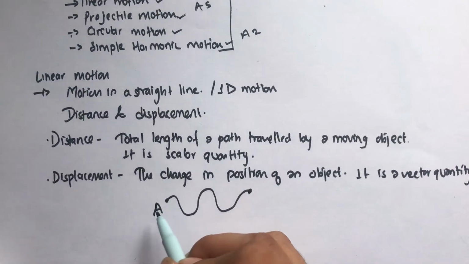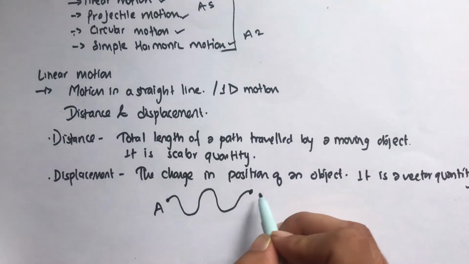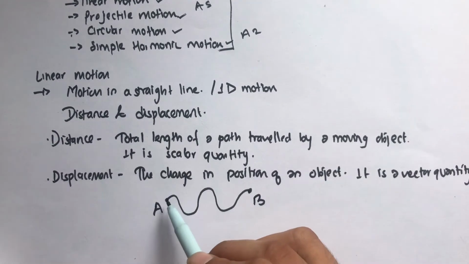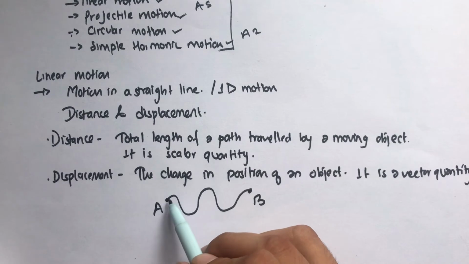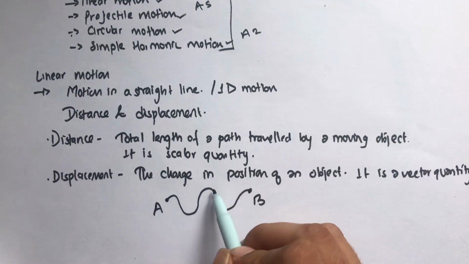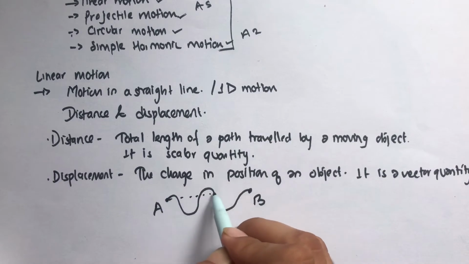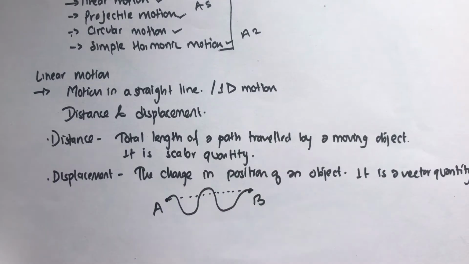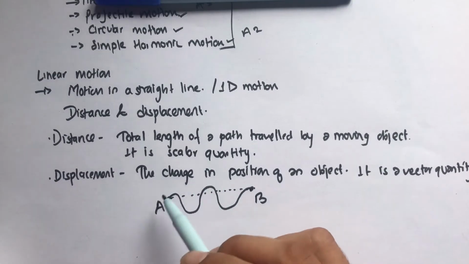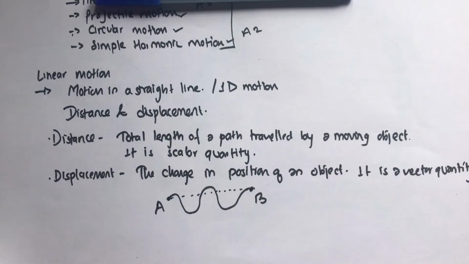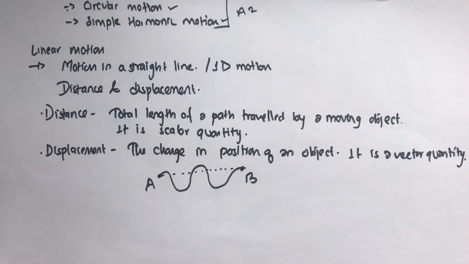Let's say an object starts from A and takes this path to reach B. So the distance traveled by the object is the total length of this path, but displacement is the straight distance. So displacement is basically the shortest distance between the 2 points, and distance is the total length of path that the moving object traveled. So let's clarify this concept with an example.